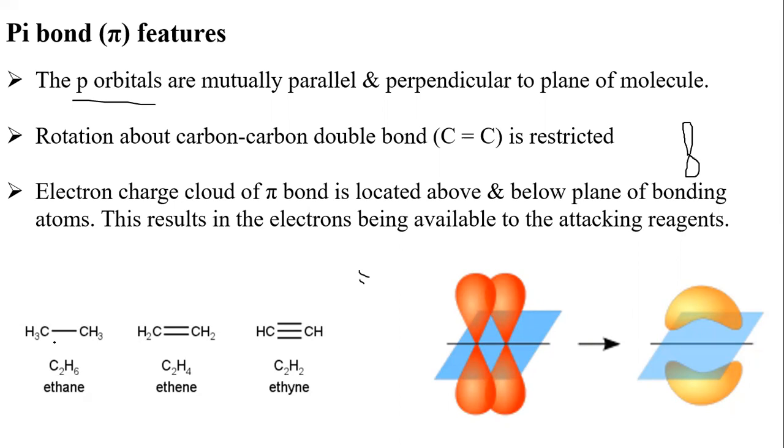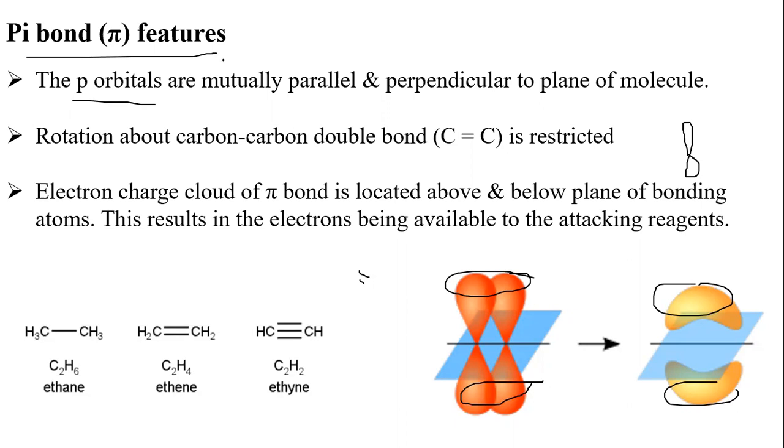The electron charge cloud of the pi bond is located above and below the plane. See, this is above and below, both sides. You can see that the cloud is there. This results in electrons being available at the attacking region. So the electronic cloud is present in this region only, parallel to each other. So naturally almost all the attacking and bonding will take place in these conditions only. This is pi bonding, especially in the chemical bonding chapter. Usually you have to know about all these things. So this is regarding pi bonding.